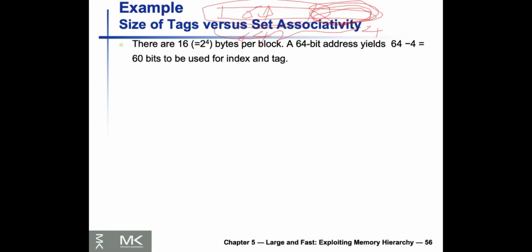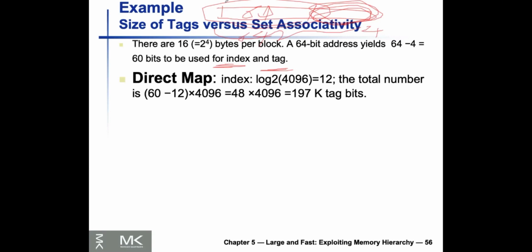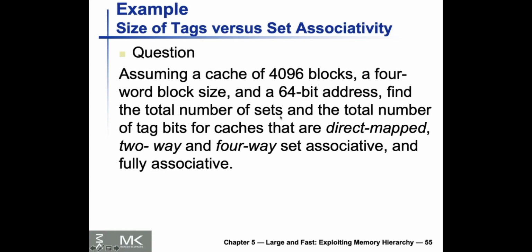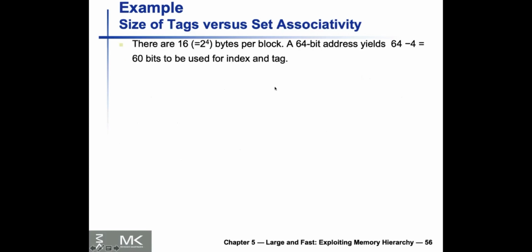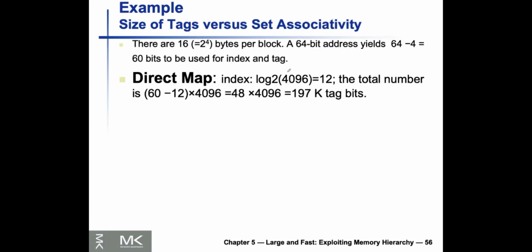Okay, let's carry on. So for now, we understood that we need 4 bits for those. Now 60 bits remain for index and tag, right? So depending on the architecture, let's see how we're going to distribute that 60 bits to address those. Let's go with the direct map. So for the direct map, overall, we had 4,096 blocks because of the question, right? So in order to address 4,096 blocks, how many bits do we want?